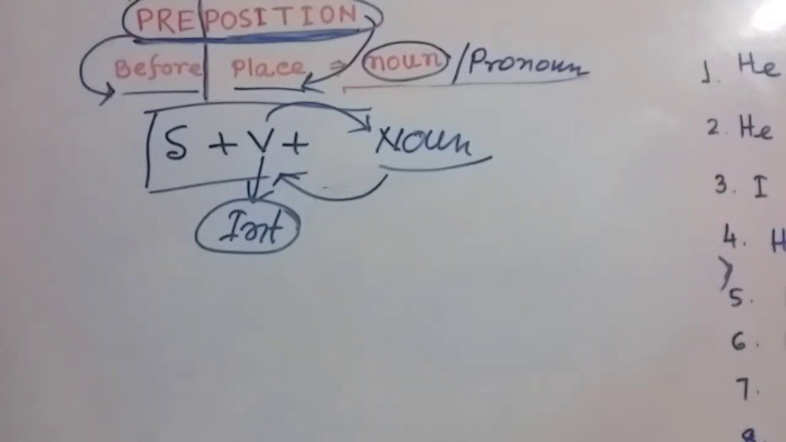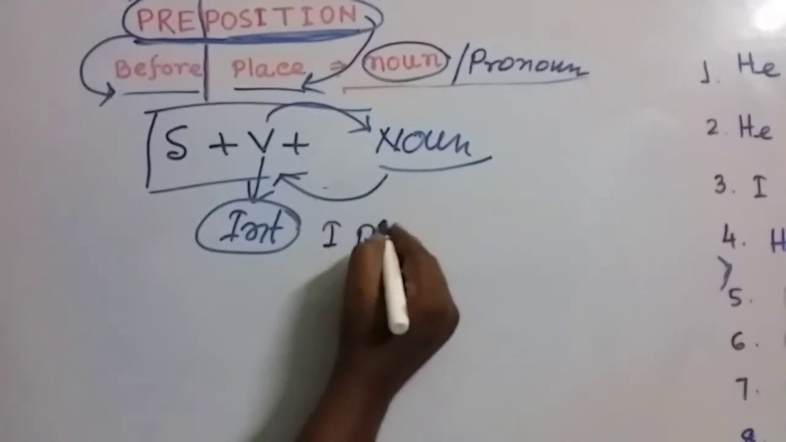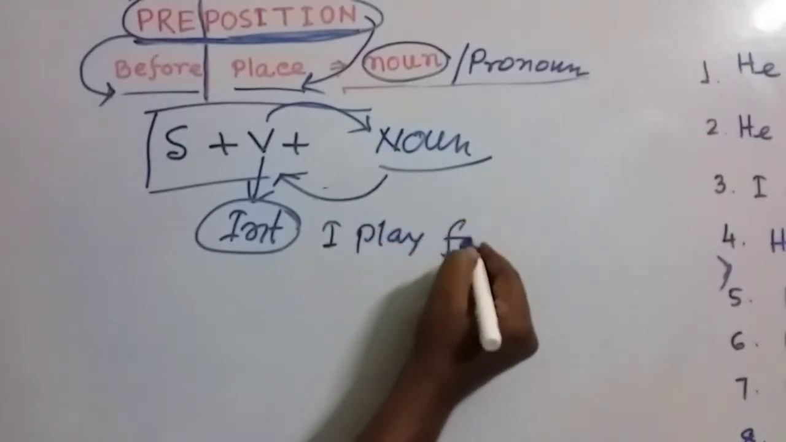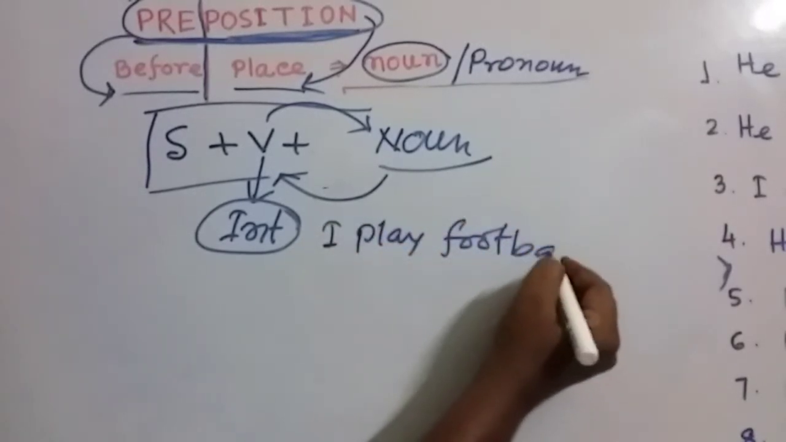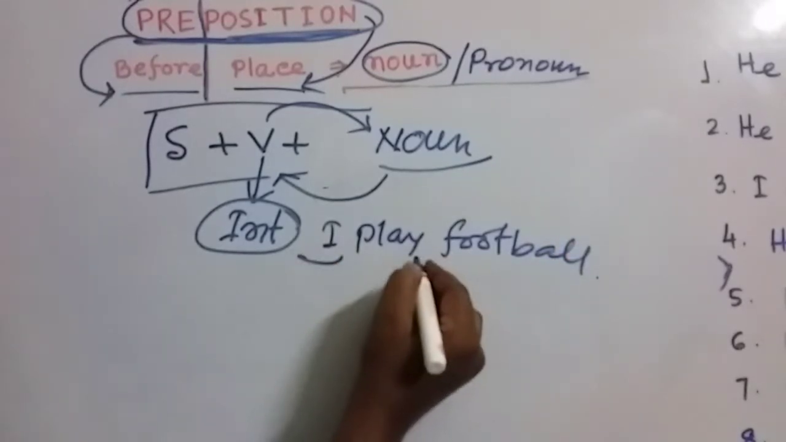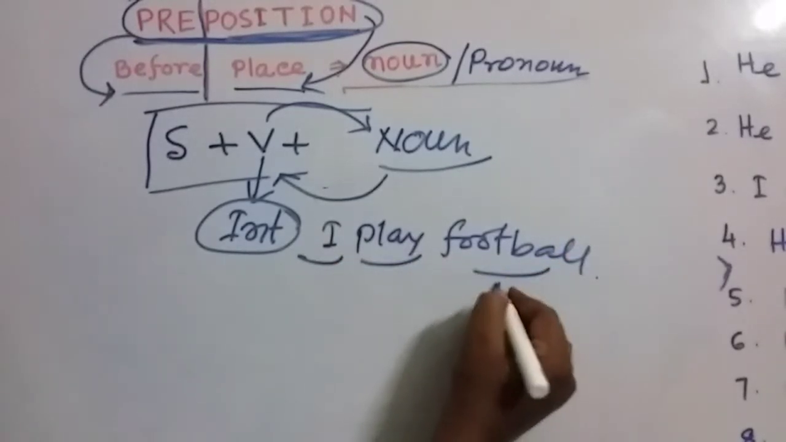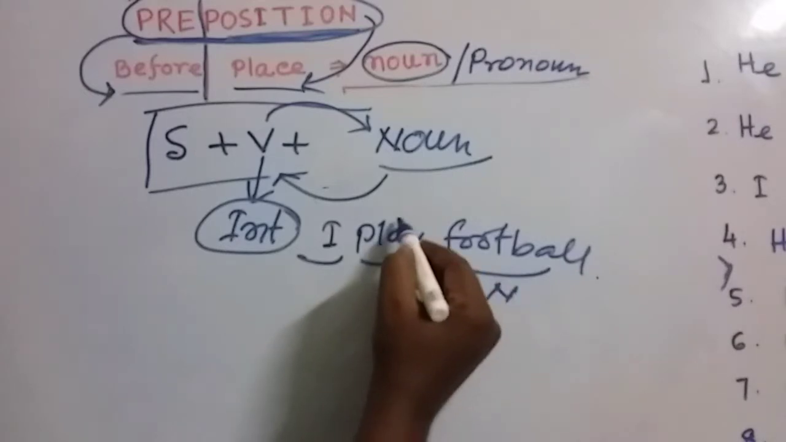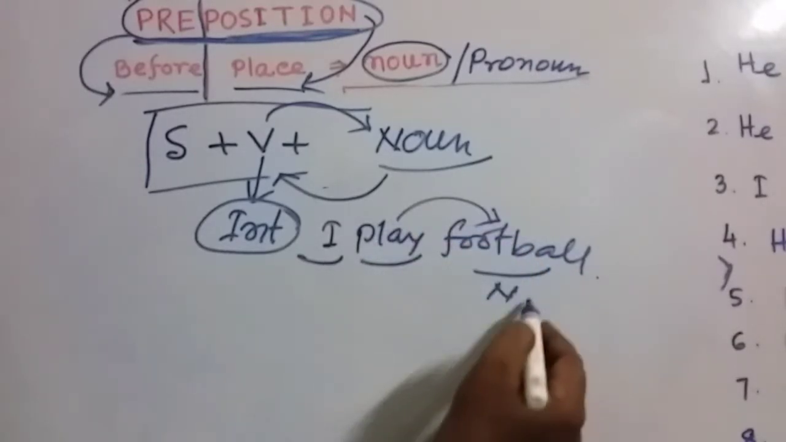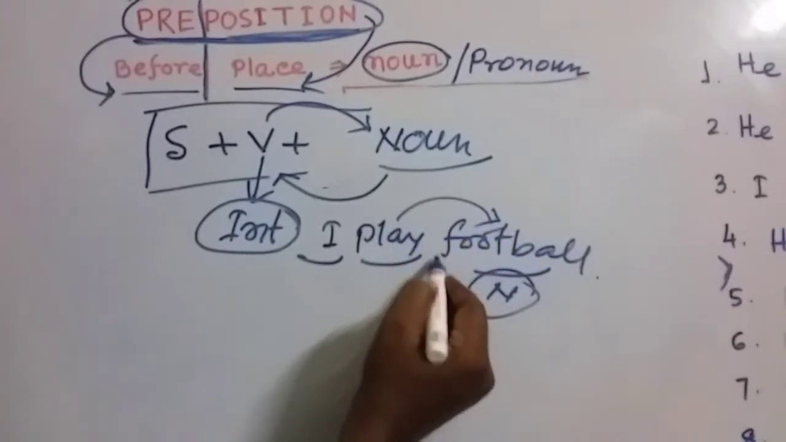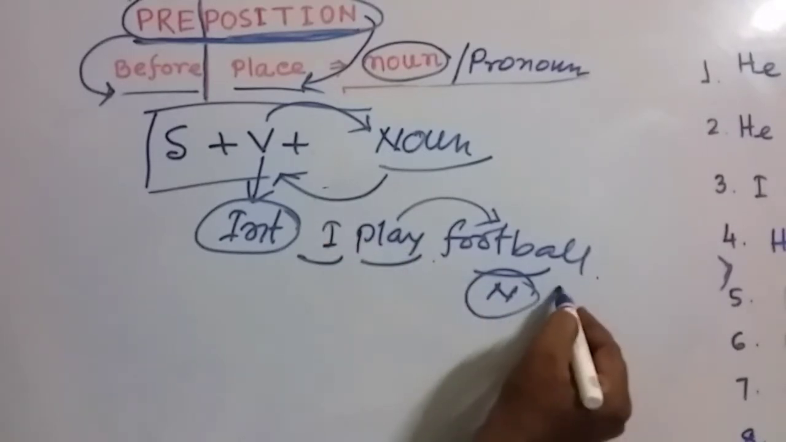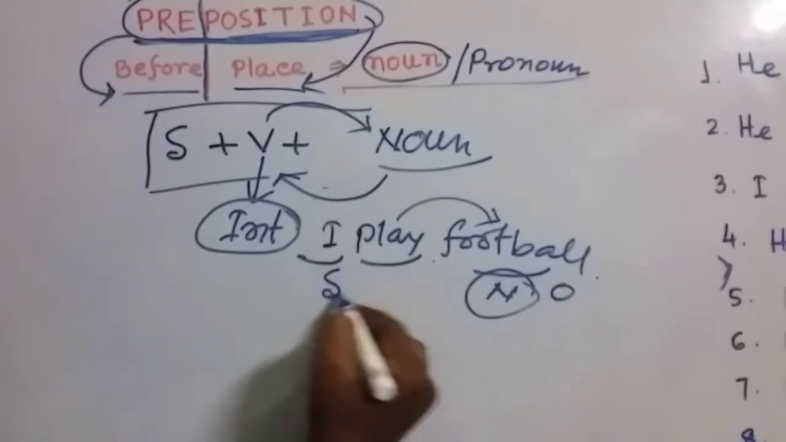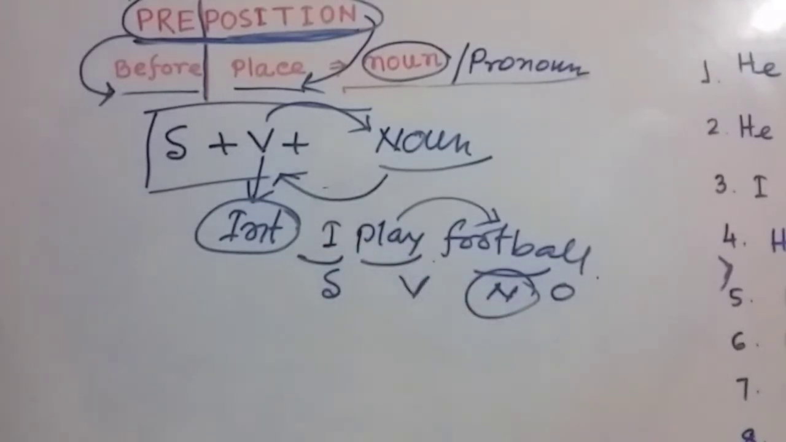So at that time we will not use any kind of preposition, just like this one: I play football. Look at this sentence. I is the subject, play is the verb, football is the noun, and this noun is the receiver of this action. So here there is no need to use any kind of preposition because it is the object. That means a subject, verb and object combination. So with a subject, verb, object combination, we do not use a preposition.